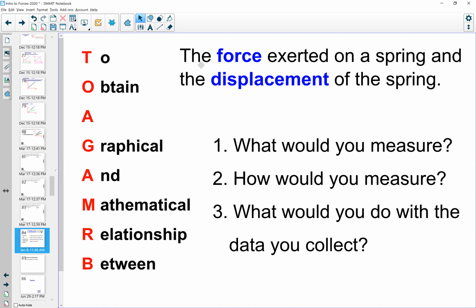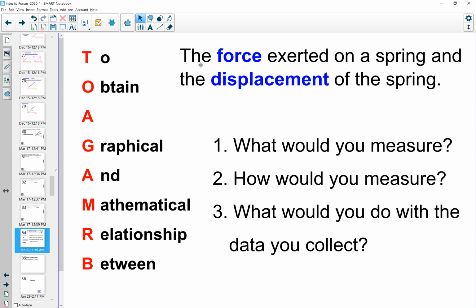What would you use? What would you measure? How would you measure those things that you want to measure? And then once you've made the measurements, what would you do with that data to come up with a graphical and mathematical relationship? So you're going to be in groups of 3, I think. Let's see, roughly. Might have one group of 4, it looks like. I haven't done the math exactly, but we'll mostly be groups of 3.